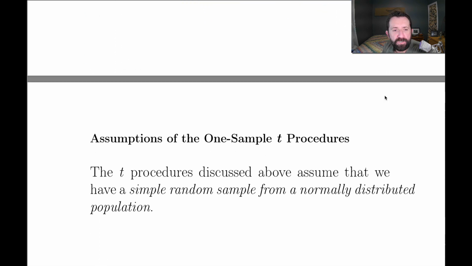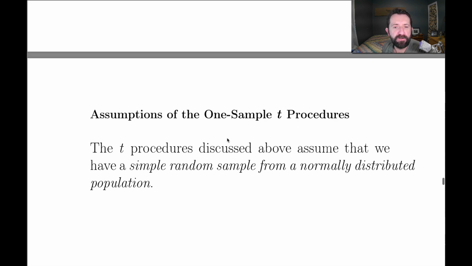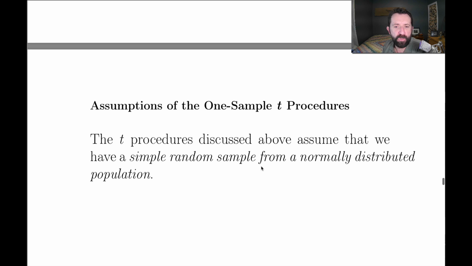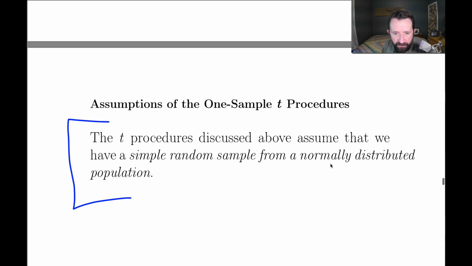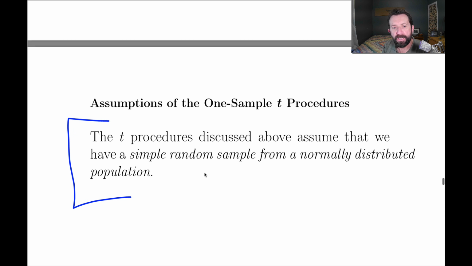Okay. So what did we do with all this? Just some assumptions of our one sample T procedure. Why does this work? When does this work? Well, the assumptions here, as I've been talking about with the interpretation, we have a simple random sample from a normally distributed population. This is fundamental to this. The sampling design is hugely important always.